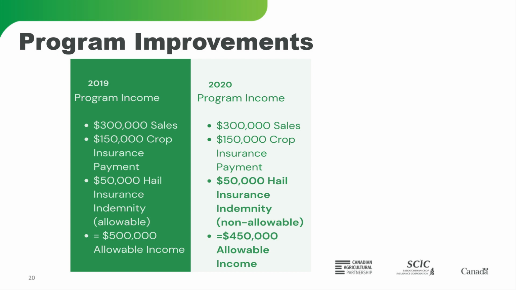Now the crop insurance benefit, that still remains as an allowable income because those premiums are partially funded by the government.